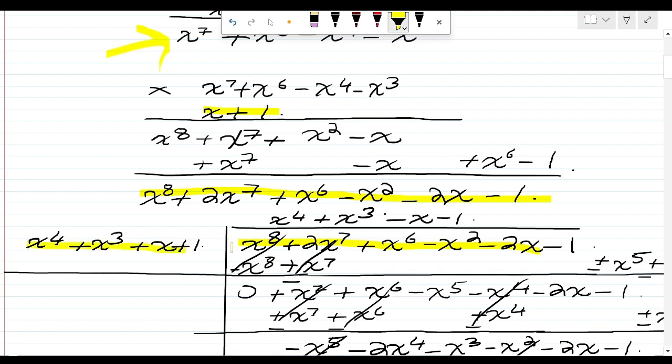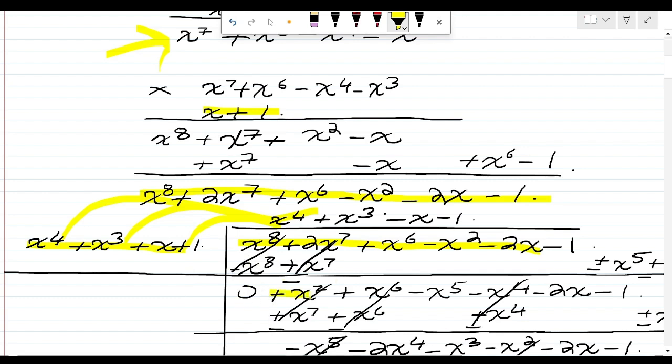Now what is x power 8 divided by x power 4? That is x power 4. So that is placed in the quotient position. Now this x power 4 will be multiplied with the first term, with the second term, and it will be multiplied with the third term. So that results in x power 8 and x power 7. So both of these will cancel each other out.